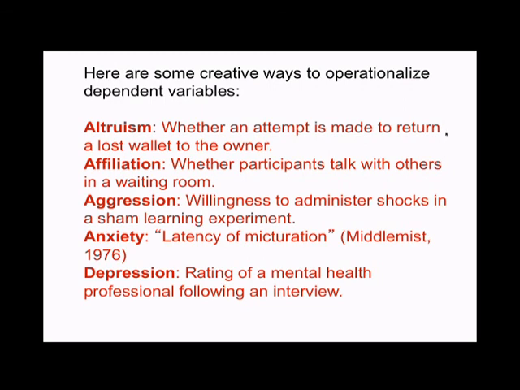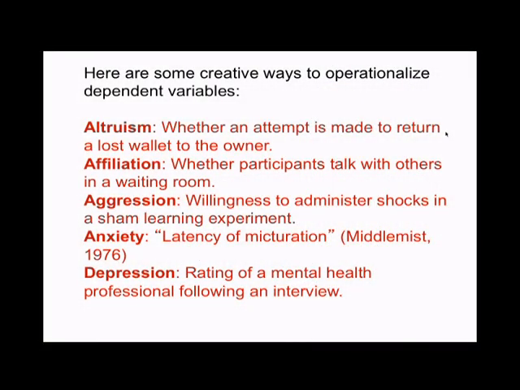This next experiment measuring anxiety, the Middlemist study in 1976, he actually put a hidden camera in men's rooms, and how long you take to start when you're in the men's room is a measure of anxiety. He used that as a covert, rather intrusive, but a covert measure of anxiety. Depression.